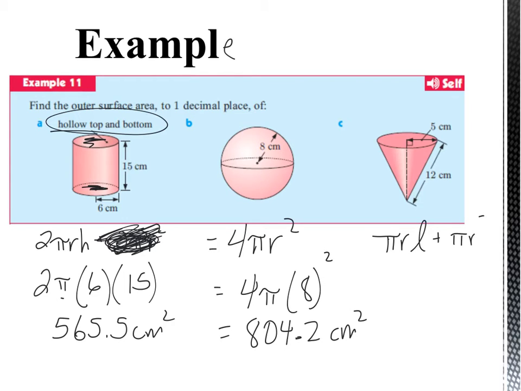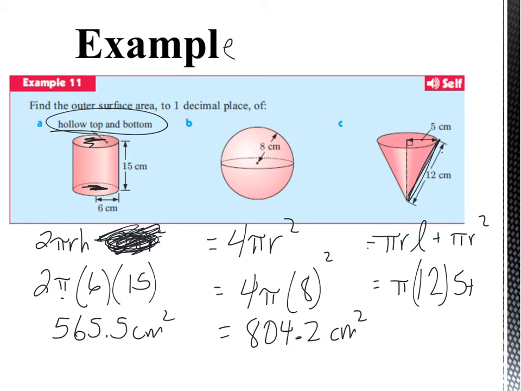And then the cone, our area is pi r L, for the slant height, plus pi r squared, which is our base. So we get pi, our slant height is right here, so that's 12, and then times the radius, which is 5, and then plus pi times r squared.